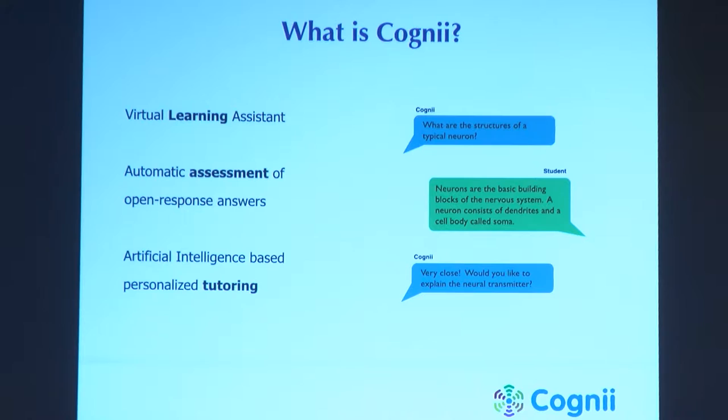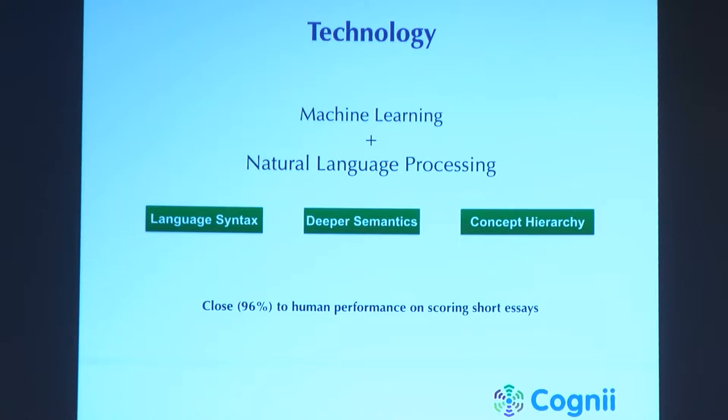It has two main functionalities: automatic assessment for open response answers, such as the one you see in the image on the right, and providing personalized tutoring through AI technology. It relies on machine learning and natural language processing to go deeper inside the text that is generated by the student. And rather than using a keyword-based approach, it uses semantic technology to provide assessment that has been proven to be as good as human assessment in scoring these answers.